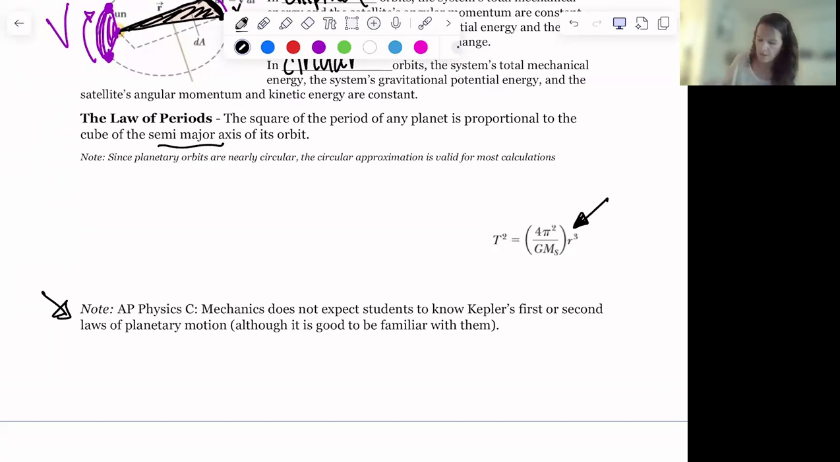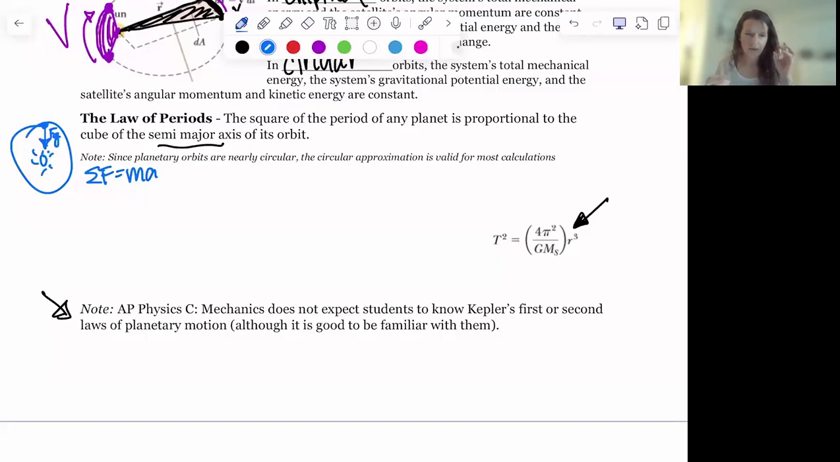All right, let's change colors. We're going to start with F equals ma. If something is moving in a circular orbit, we know that we have the force due to gravity that is pulling in towards the sun in the middle. And that force due to gravity is the same thing as our centripetal force. So I could say my force due to gravity is the same thing as mass times centripetal acceleration, because that is the type of acceleration that is causing this force here.